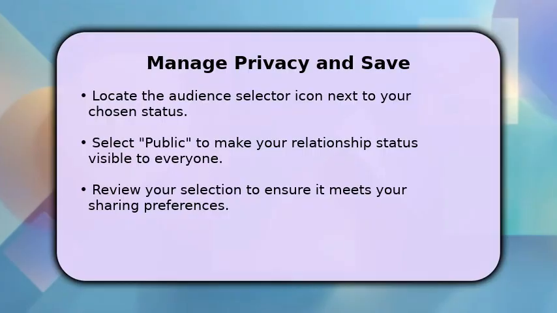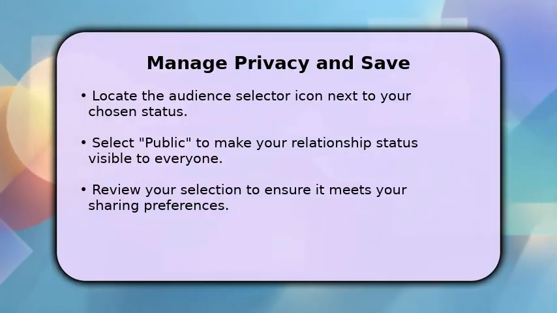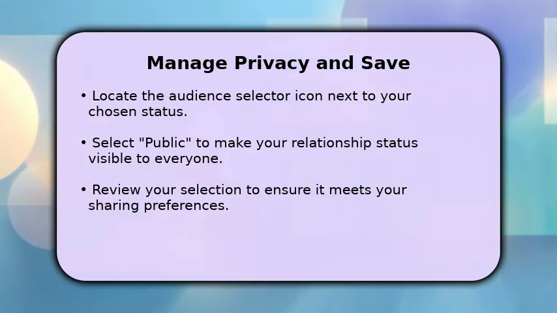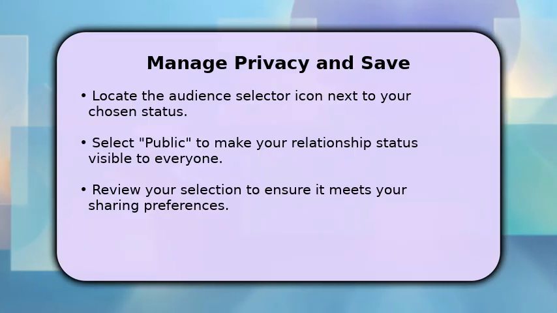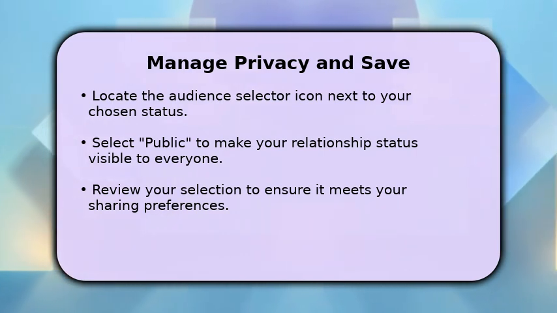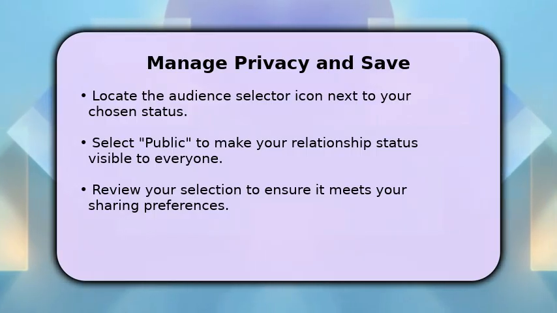Finally, it's time to manage your privacy and save. Before saving, look for the Audience Selector icon, which often looks like a globe or two people. Click on it and choose Public to ensure your relationship status is visible to everyone on Facebook. Double-check your selection to confirm it's set as desired. Once you are satisfied, simply click or tap the Save button to finalize and apply your new relationship status to your profile.